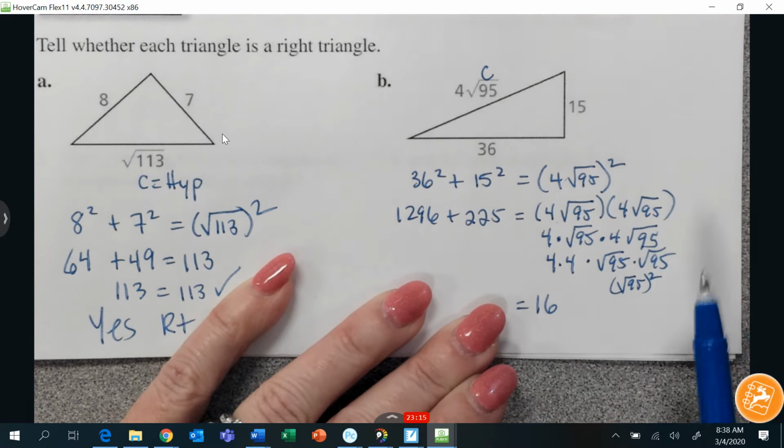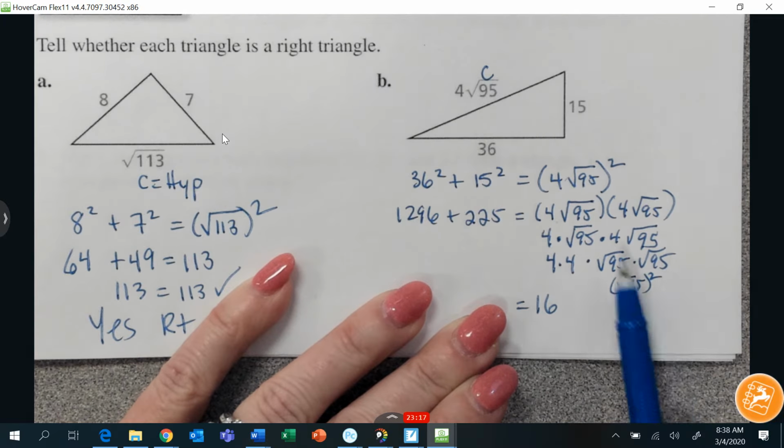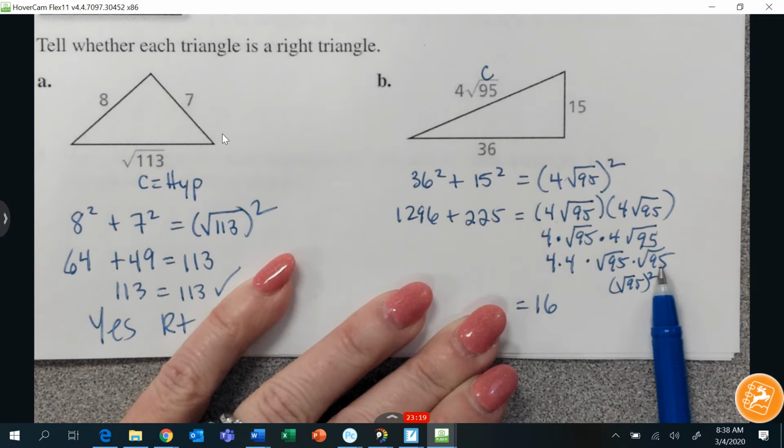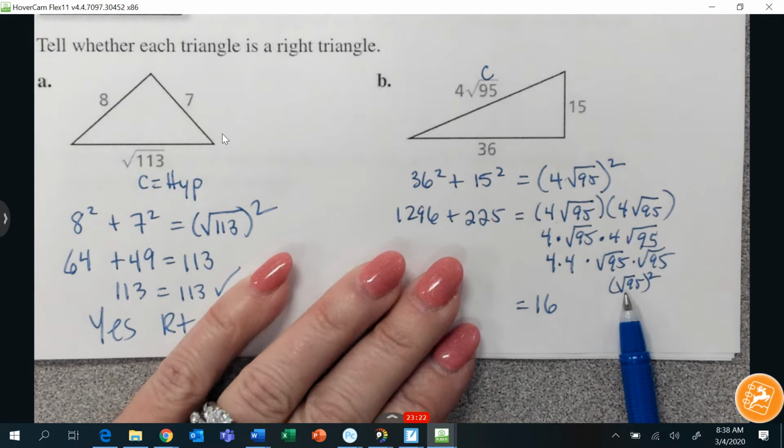did I go too fast? The square root of 95 times the square root of 95 is just saying the square root of 95 times itself, squared.